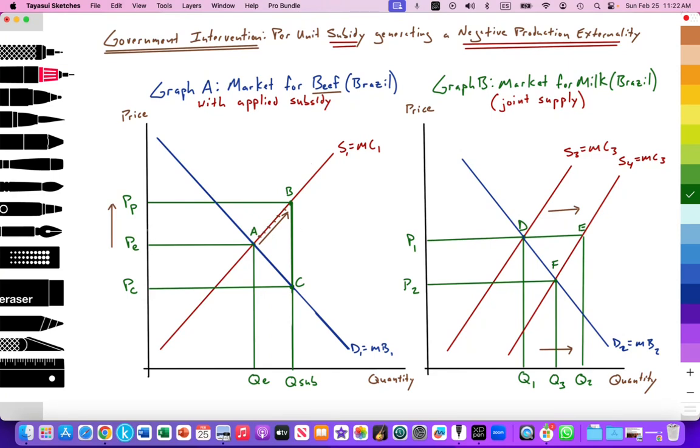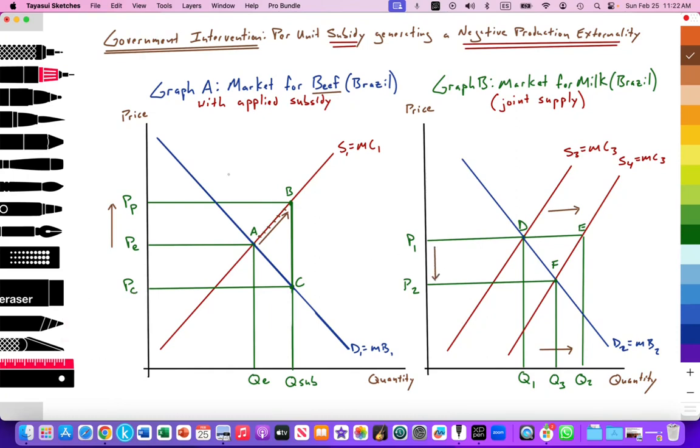S1, price increases, PE to price received by producer, increase in the quantity supply from point A to B, and that leads to an increase in the supply for milk from S3 to S4, leading to price eventually falling in that case in the long run.